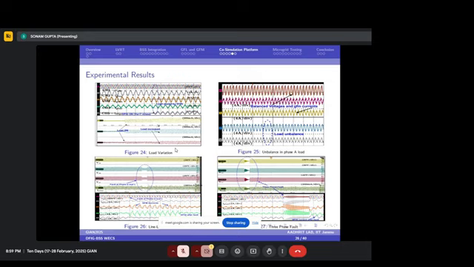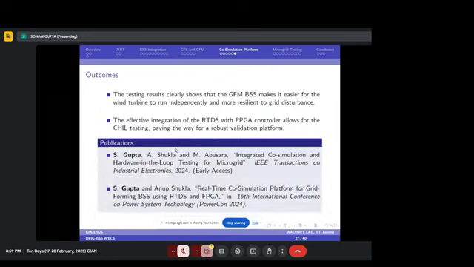remain connected to the load, or connected to that point of common connection, and it definitely makes some contribution to the stability of the system as well. So from here, the main outcome is the testing results clearly show that GFM BSS makes it easier for the wind turbine to run independently and more resilient to grid disturbance.